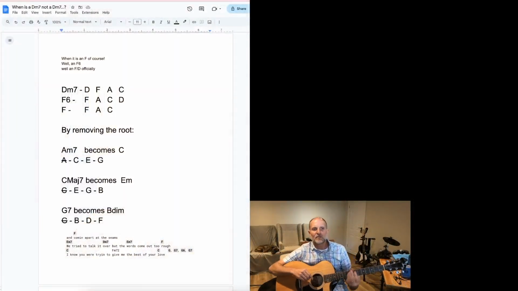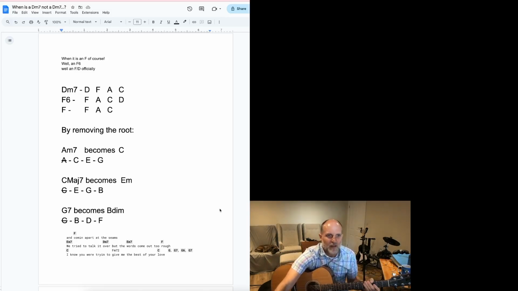So again, answering the question, when is a D minor 7 not a D minor 7? Well, when it's an F, or when it's an F6, or an F over D, officially, I guess. Sounds remarkably like that D minor 7, right? So when we look at the notes, we see why this is the way it is when we look at how it's constructed.